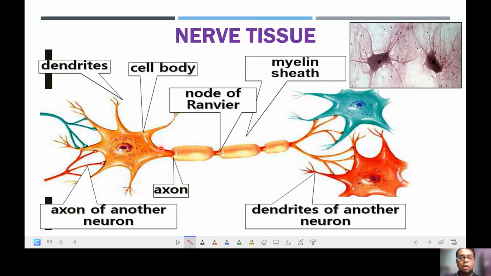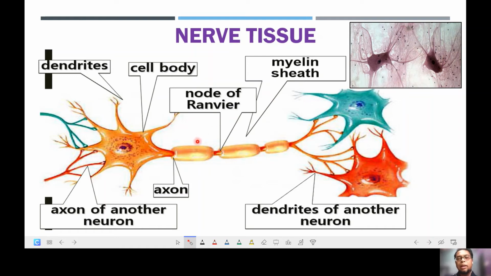Normally, the impulse will be transmitted away from the cell body, and the impulse will be transmitted along the axon towards other neurons maybe, or maybe to the muscles or even the glands. And if you notice, sometimes there will be this myelin sheath that will be covering parts of the axon. This myelin sheath is actually produced by a type of cell that is known as the Schwann cells, which is another type of cell that is also part of the nerve tissue.